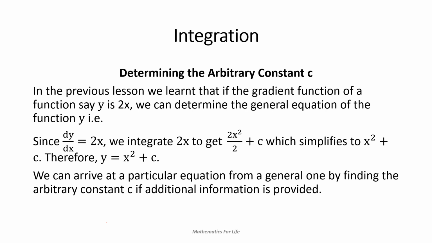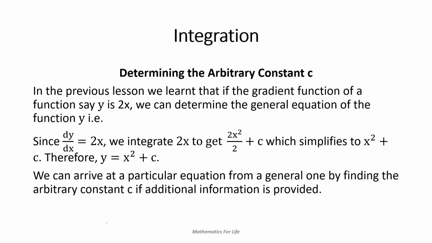In the previous lesson, we learned that if the gradient function of a function, say y with respect to x, is given, we can determine the general equation of the function y. In essence, since dy/dx is equal to 2x, we integrate 2x with respect to x to get 2x squared over 2 plus the arbitrary constant c, which simplifies to x squared plus c. Therefore, our function becomes y equals x squared plus c.